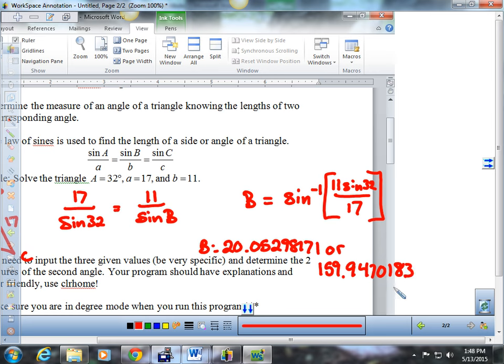Okay, so your program needs to spit both of those out. You've got to display both of them. Okay. Again, is this one going to need to be precise on how you input things? Very clear and very specific.